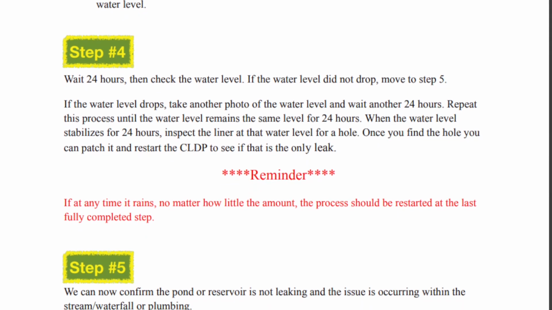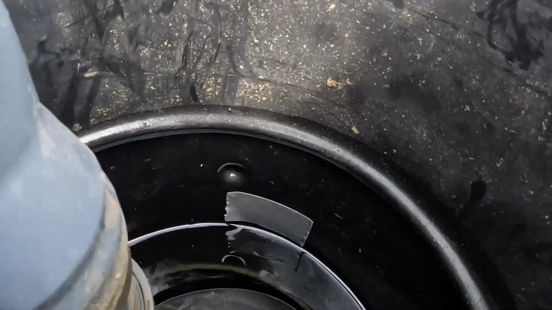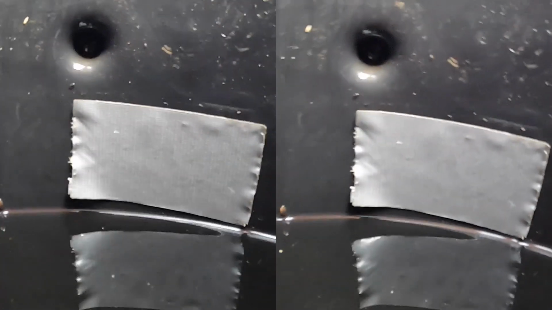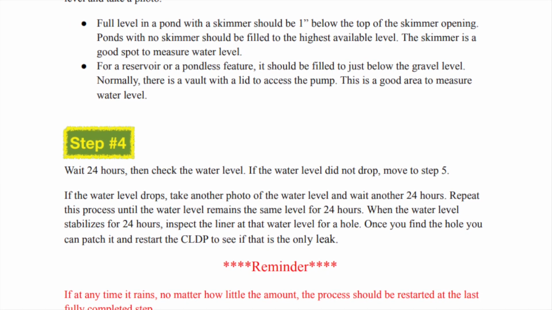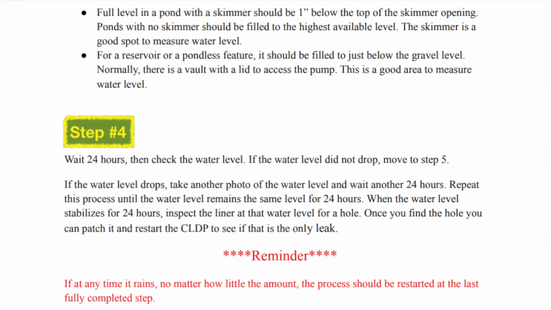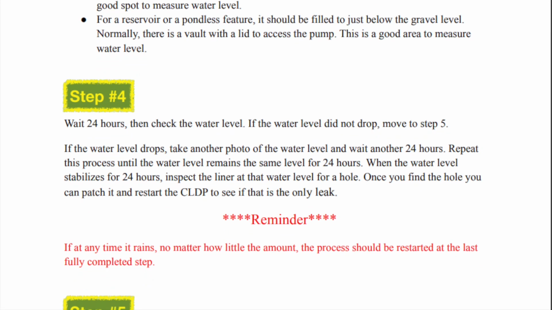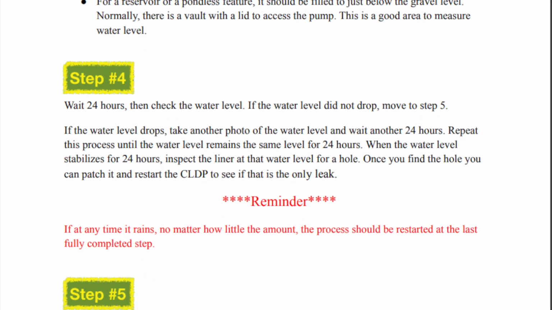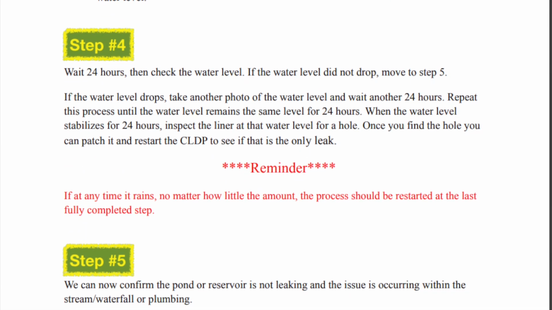If it does drop, take another photo of the water level and wait another 24 hours. Repeat this process until the water level stays the same for 24 hours. Once this occurs, you should inspect the liner at that water level for a hole. And if you find the hole, you should patch it and restart the CLDP to see if that's the only leak.